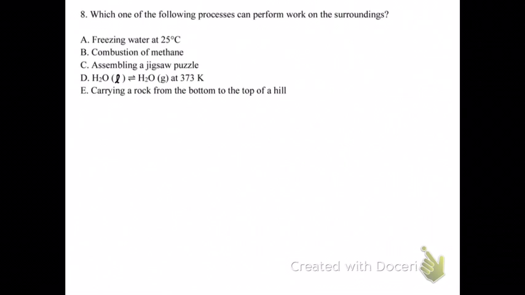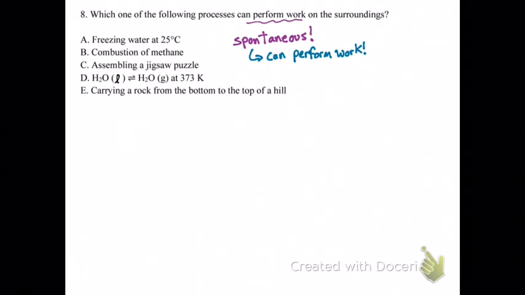In this question, we're trying to figure out which of these processes can perform work on the surroundings. AKA, we're looking for a reaction that is spontaneous, because a spontaneous reaction can perform work. So let's go through each of these. Choice A, freezing water at 25 degrees Celsius. Is that spontaneous or non-spontaneous? Well, if it was below 0 degrees Celsius, which is the freezing point, it would be spontaneous, but no, this one not so much. At 25 degrees Celsius, water tends to be a liquid. We would have to put in work in order to freeze it.